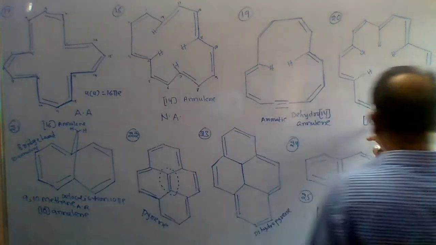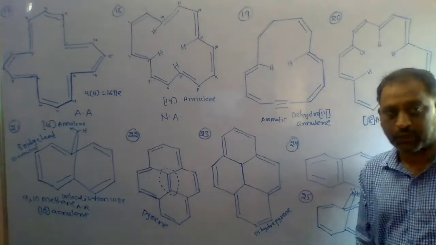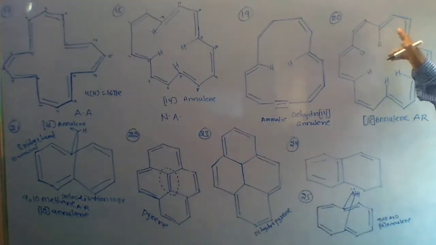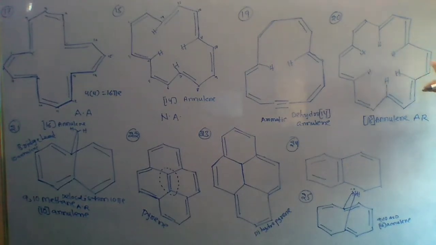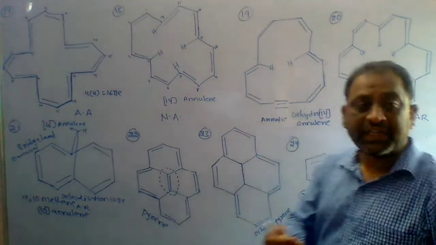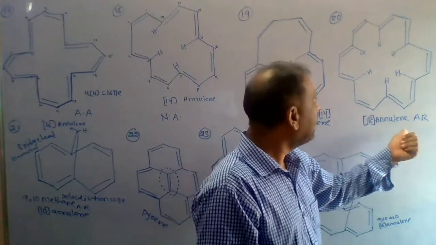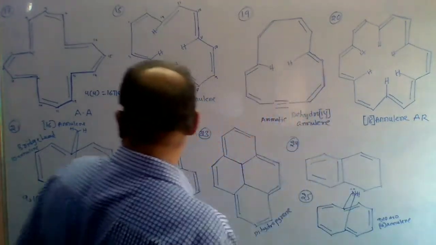And next example is 18 annulene. It is a planar molecule. Complete delocalization takes place. Complete conjugation is available here. 18 pi electrons are involved in complete delocalization, which obeys Huckel's rule, 4n plus 2 pi rule. Hence it is an aromatic compound.